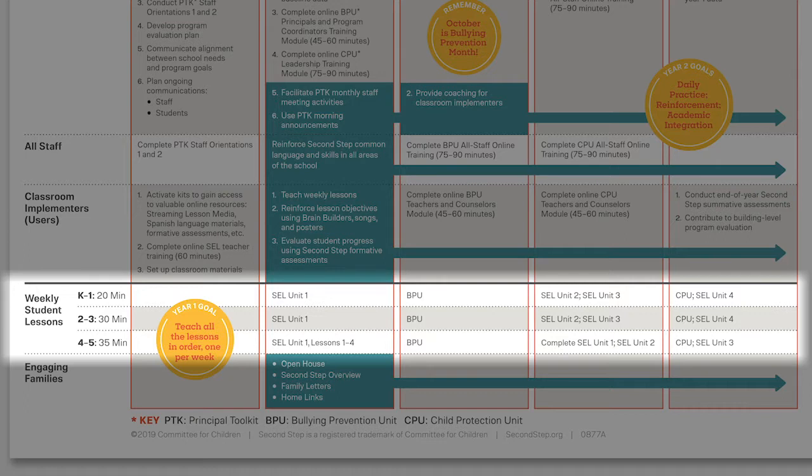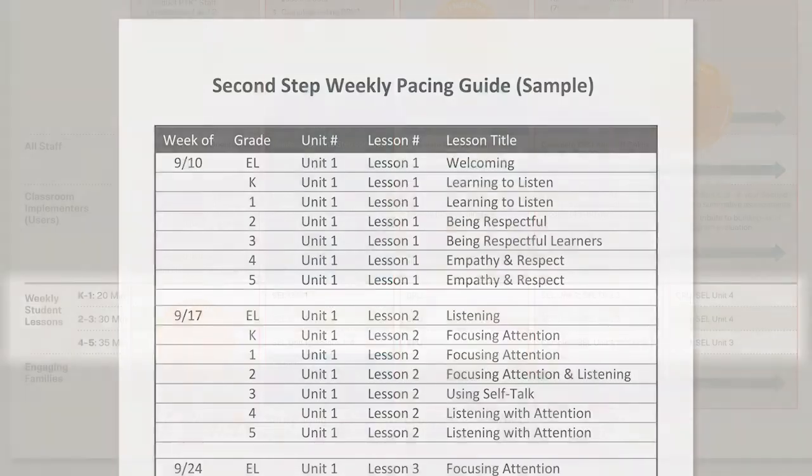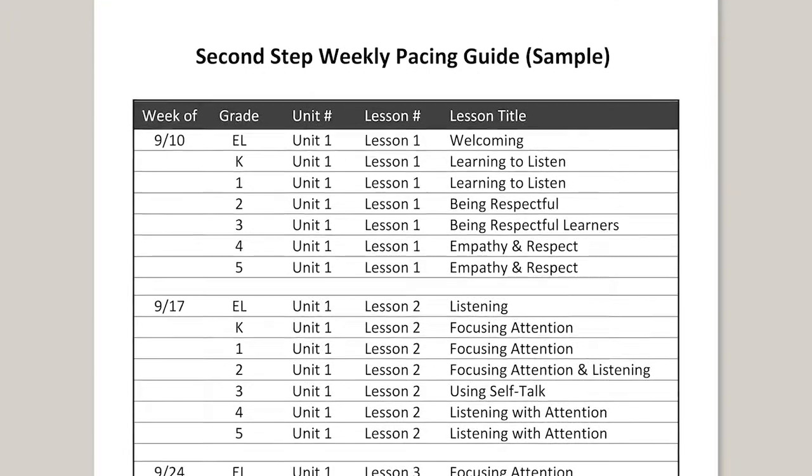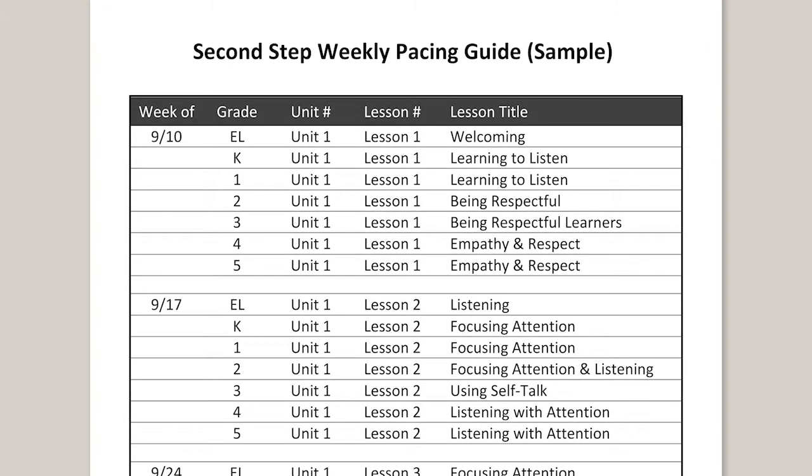The weekly student lesson section of the snapshot offers a suggested overall unit pacing guide for the year, including BPU and CPU. One question we often get is about when to insert the BPU or CPU lessons into the school year schedule. This really depends on what is best for your school and your teachers. A weekly pacing guide that all teachers can follow throughout the year is a great way to make sure that everyone is on track within the same unit or general lesson.